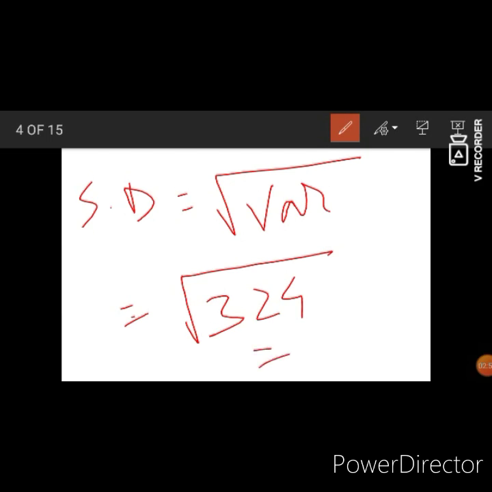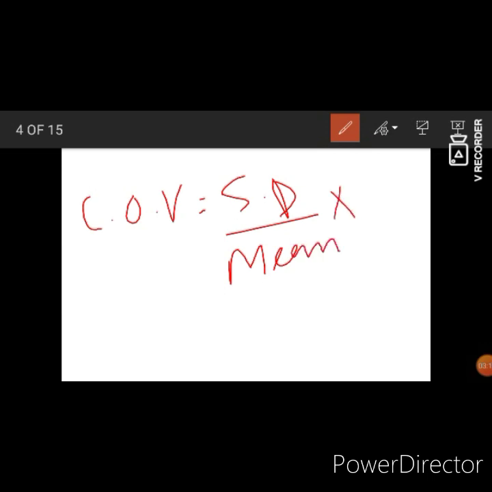Now to find coefficient of variation, the formula is standard deviation by mean into 100. The standard deviation is 18, mean is given in the question, that is 180 into 100. And our answer is 10.